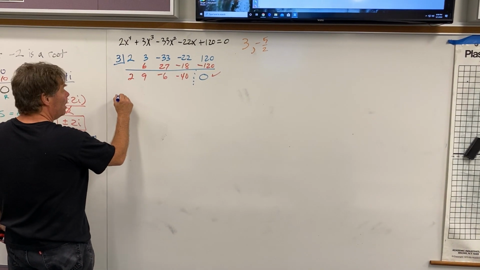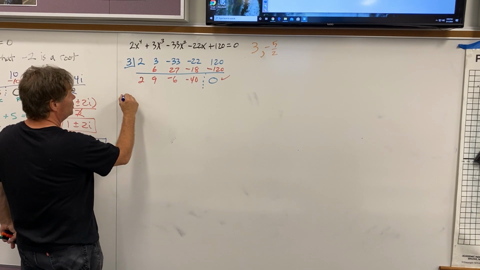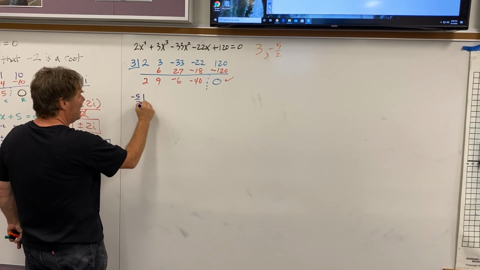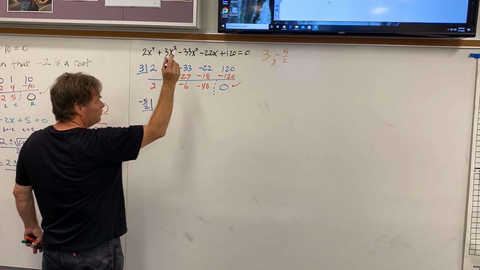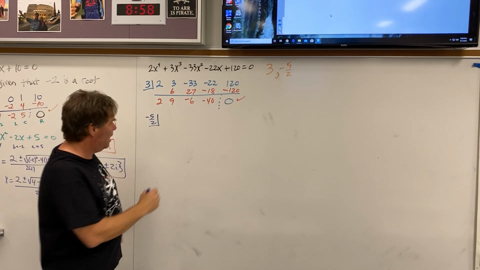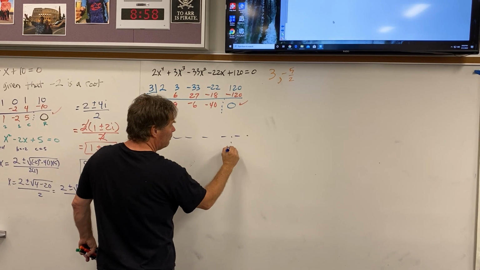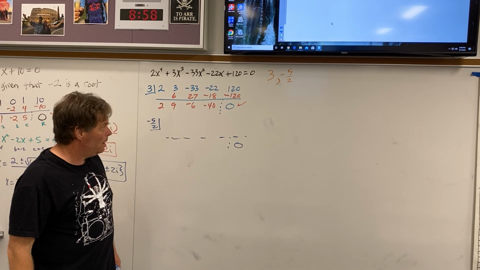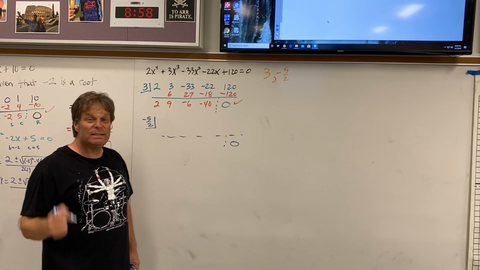Now, I'm not going to write it out, but I'll show you. I could do negative 5/2 and then I could go 2, 3, negative 33, negative 22, 120. And if I do that, I will go blah, blah, blah. I would get 0 there. And then I would be stuck.